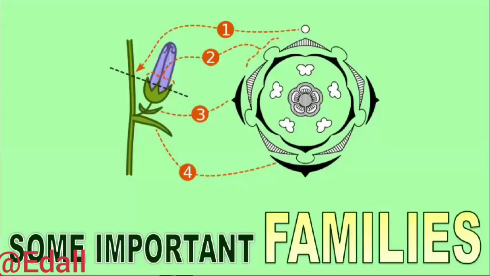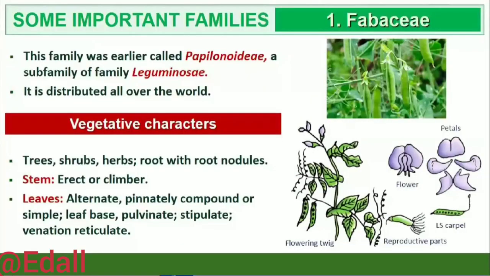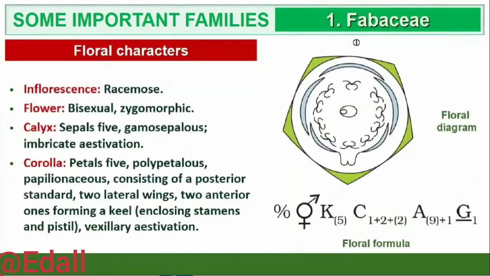5.9 Description of some important families. 5.9.1 Fabaceae. This family was earlier called Papilionoideae, a subfamily of family Leguminosae. It is distributed all over the world. Vegetative characters: trees, shrubs, herbs, root with root nodules, stem erect or climber, leaves alternate, pinnately compound or simple, leaf base pulvinate, stipulate, venation reticulate. Floral characters: inflorescence racemose.